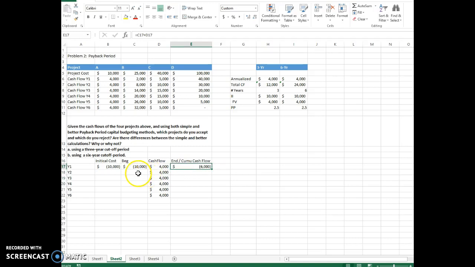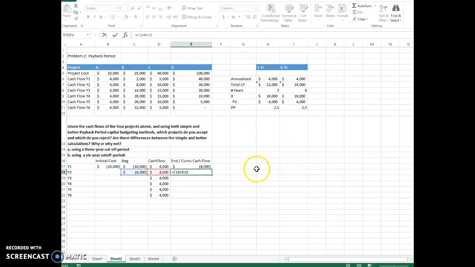Okay, so we're going to bring this value and populate it as the beginning of year 2, because ending and beginning are the same in this case. So equals the ending balance. We're starting year 2 with a negative $6,000 cumulative cash flow because we ended year 1 with that. We're going to add our cash flows for year 2, which is 4,000. So equals that plus this, and we get an ending cumulative balance of negative $2,000.